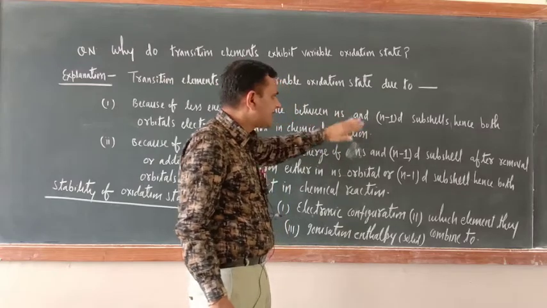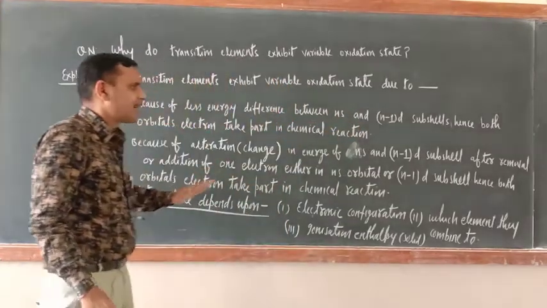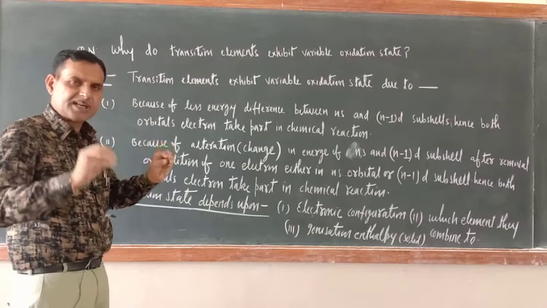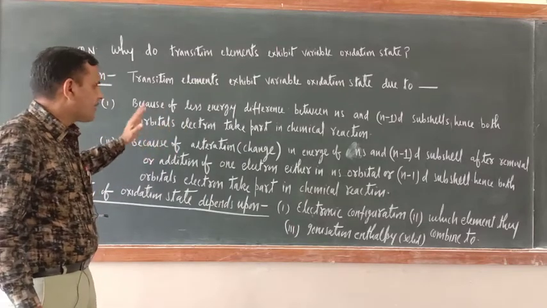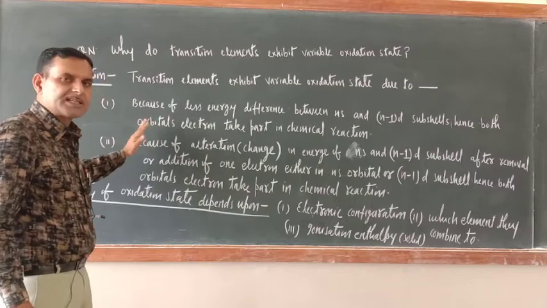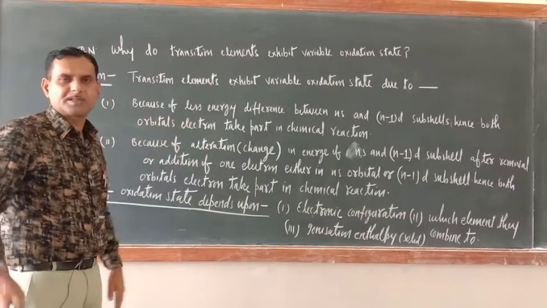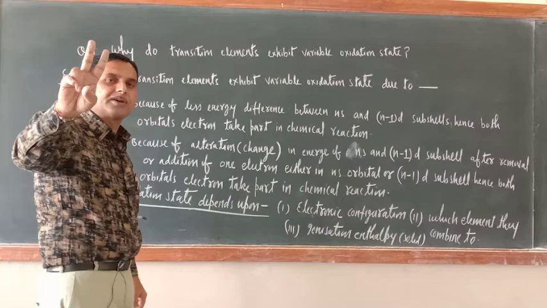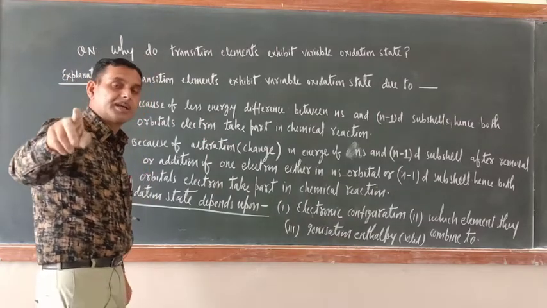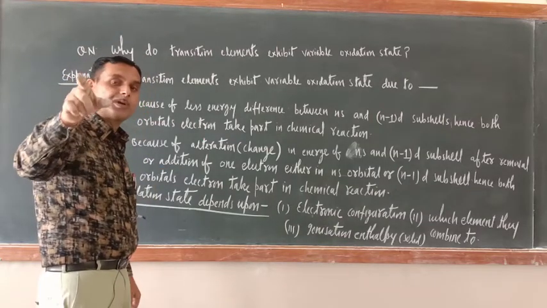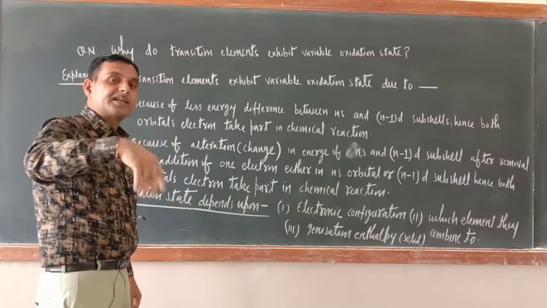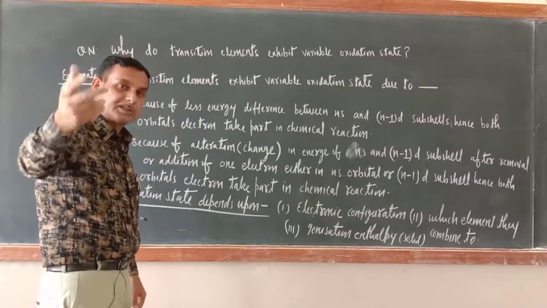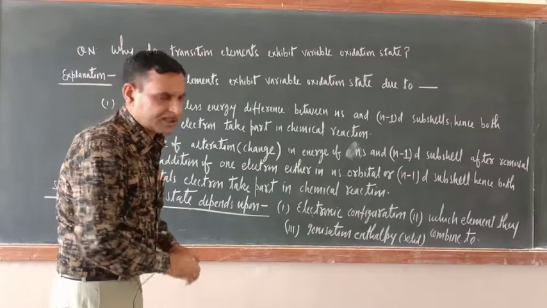So ns and n-1d subshells have got very less energy difference. Because of that less energy difference, what is happening? Simultaneously they will take part in the bond formation. So just see, ns is having 2 electrons, n-1d may have 1 electron to 10 electrons. So all electrons are taking part. That is why they are exhibiting more than one oxidation state, variable oxidation state.